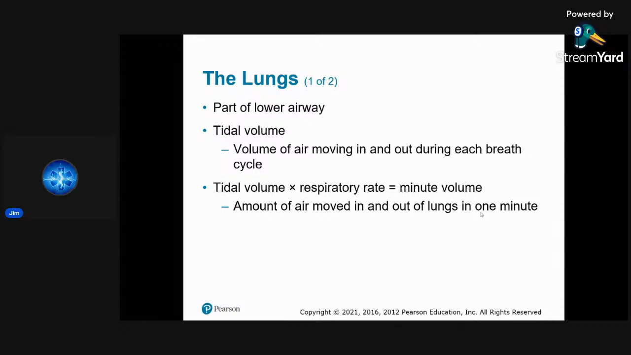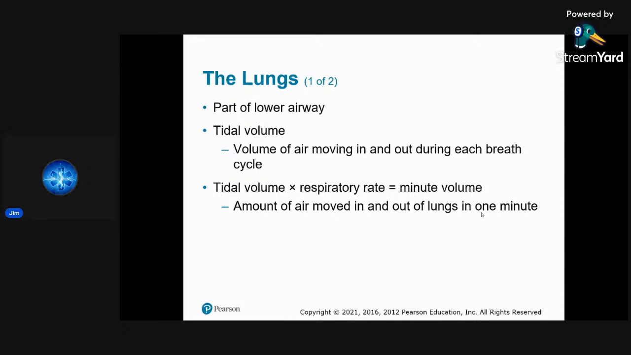We're going to start talking about tidal volume. This is the amount of air moved in and out during each breath, or the volume. It's measured in milliliters. And we can calculate the minute volume by taking this tidal volume times the respiratory rate. This means the minute volume is the amount of air moved in and out of the lungs in 1 minute.